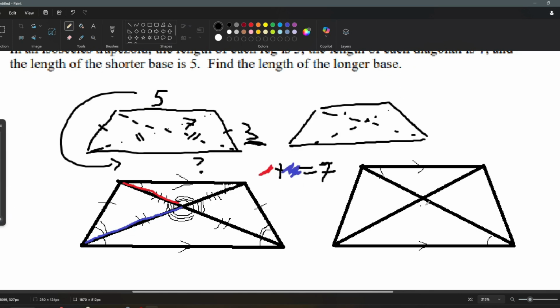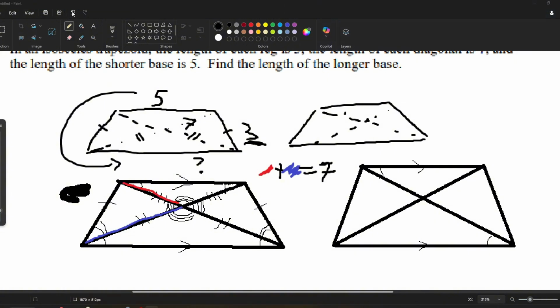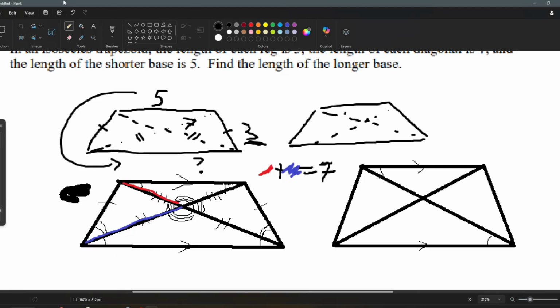Okay, so this is just good to know. What do we know about these angles? We can't say anything about these angles because they're bounded by this line, which is not part of the parallel lines. Can we say anything else though?